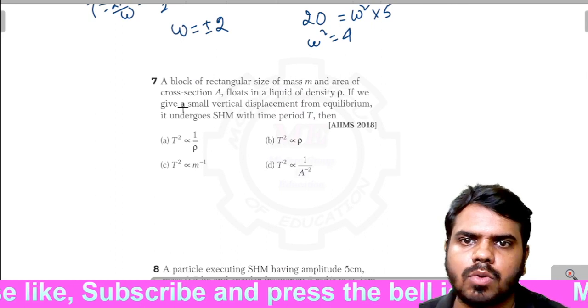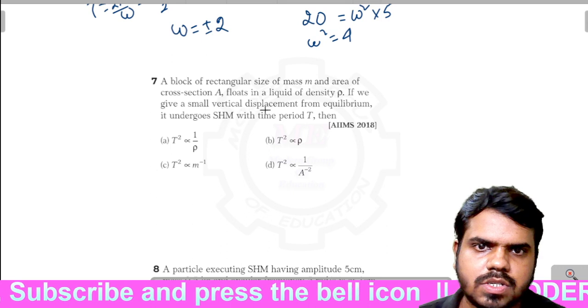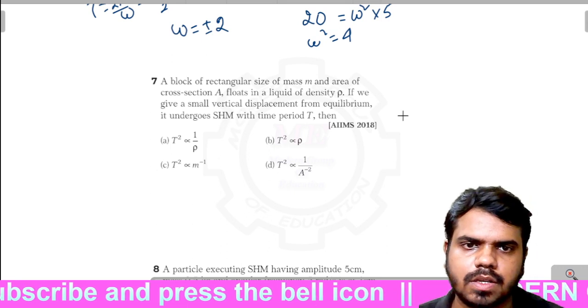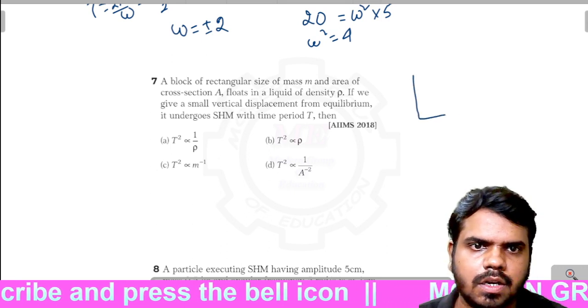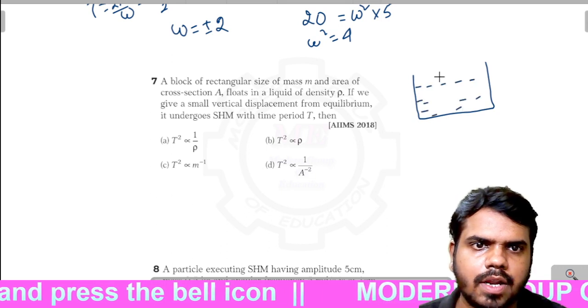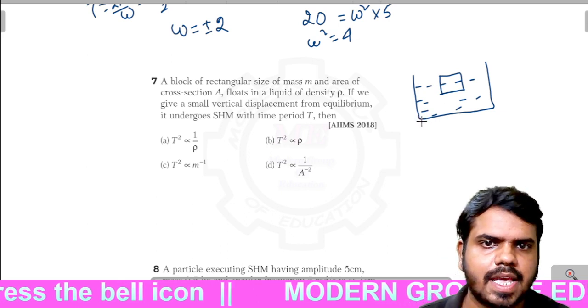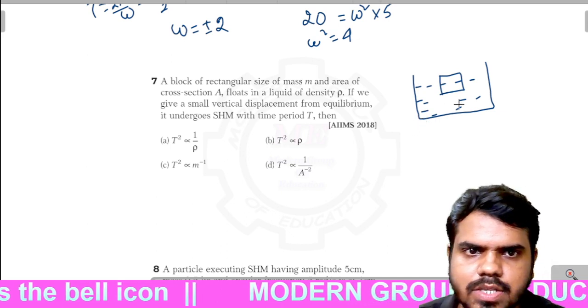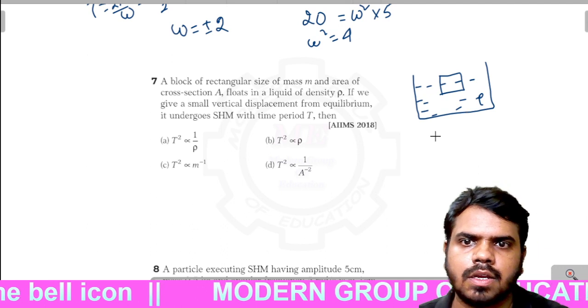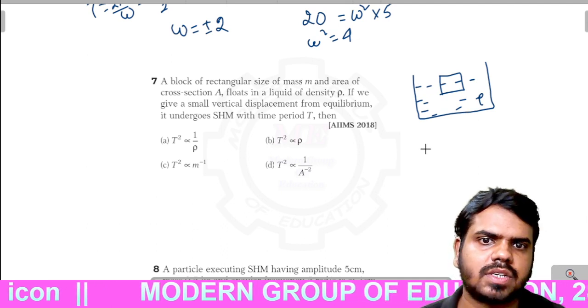Question 7. A block of rectangular size of mass m and area of cross section A floats in a liquid of density rho. See, there is a container containing a liquid, and there is a block whose mass is m and density is rho. Density of the liquid is rho. It is given that if we give a small vertical displacement from equilibrium, it undergoes SHM with time period T.